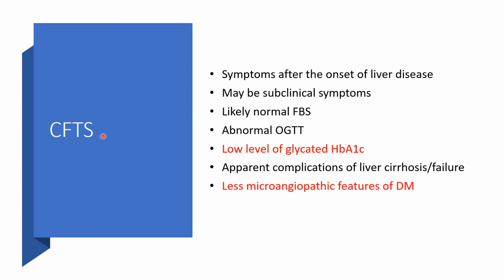What are the clinical features of hepatogenous diabetes? Symptoms will start after the onset of liver disease. There may be some clinical symptoms. Likely normal fasting blood sugar, but when you do your OGTT, it will be abnormal. The level of hemoglobin A1C will be low. There will be apparent or obvious complications of liver cirrhosis or liver failure. Then, there will be fewer microangiopathic complications or features associated with diabetes mellitus.